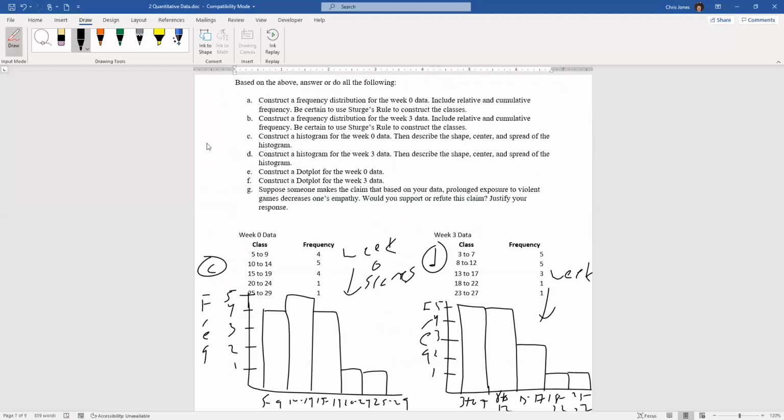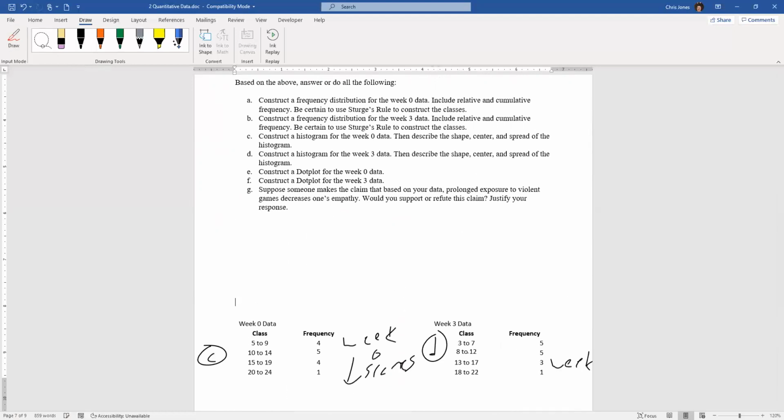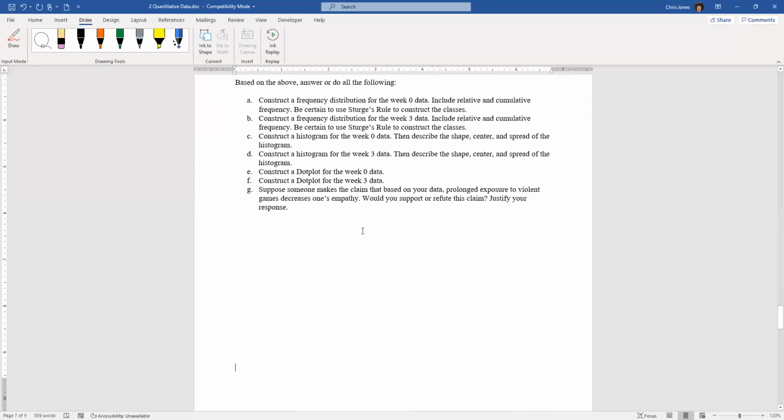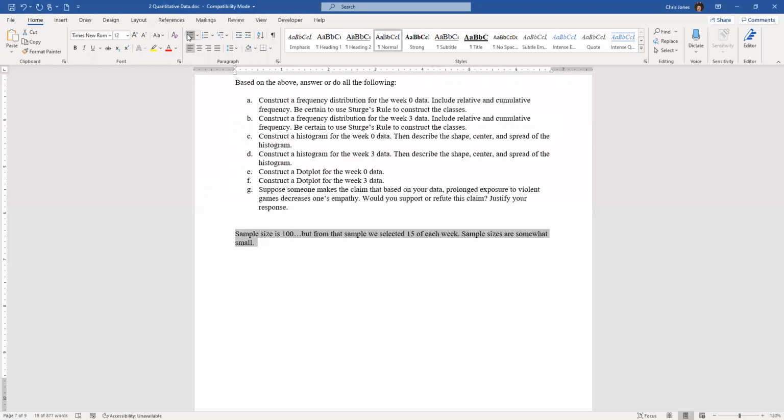The real question is, based upon everything that we've looked at, suppose somebody makes the claim that prolonged exposure to violent video games decreases one's empathy. What would we say? Well, first of all, the sample size is 100, okay? But from that sample, we selected 15 of each week, okay? So the sample sizes are pretty small. All right, so again, we always are concerned with our sample sizes. In other words, does it really reflect what the population is saying?